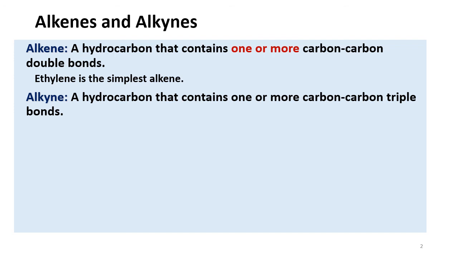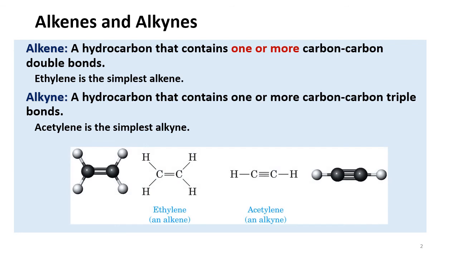Alkynes are hydrocarbons that contain one or more carbon-carbon triple bonds. And acetylene is the simplest alkyne, and that's the one with two carbon atoms and a triple bond between them. Here are pictures of them: ball and stick, and just a drawing with the symbols for each one.